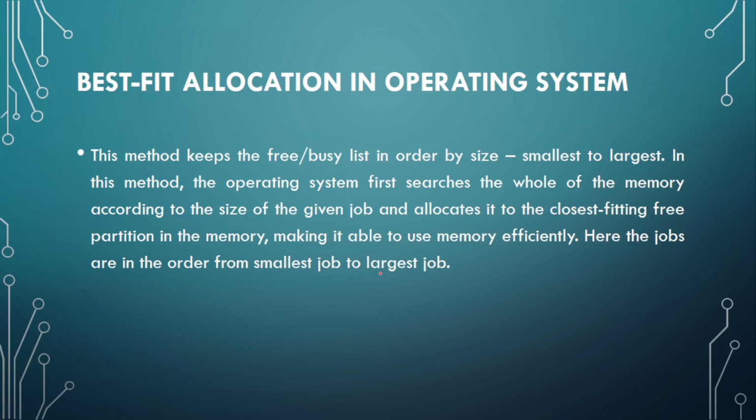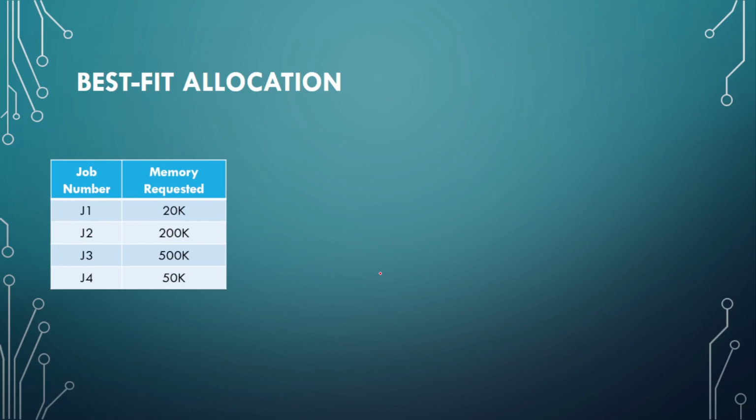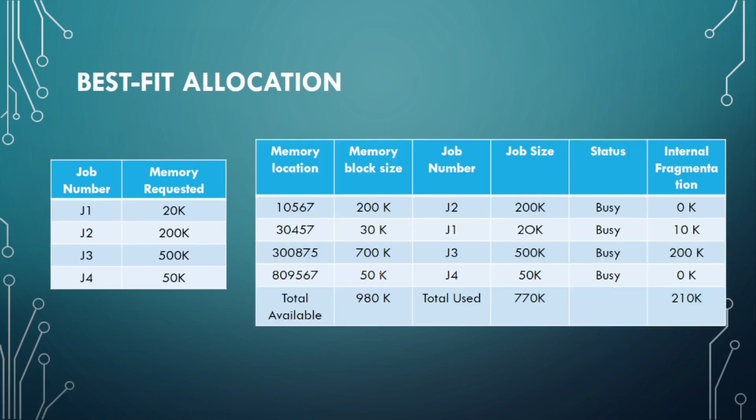Here the jobs are in order from the smallest job to the largest job. Here we are going to use the same example we used in first fit allocation. Here we can see the first process is 20k. We have to allocate 20k. Here we have block sizes 200k, 30k, 700k and 50k. So the closest fitting block is 30 kilobytes. So job 1 is allocated to 30 kilobytes, which leads to only 10 kilobytes of internal fragmentation.